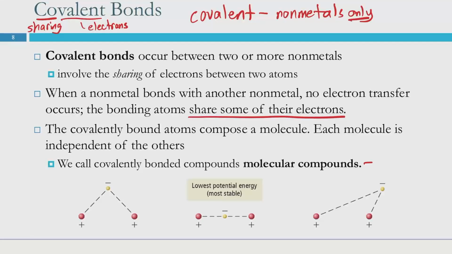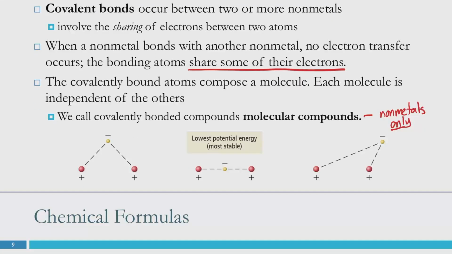Covalent compounds are the same as molecular compounds. So molecular compounds, nonmetals only. And again, we're sharing electrons for these covalent bonds in these molecular compounds.